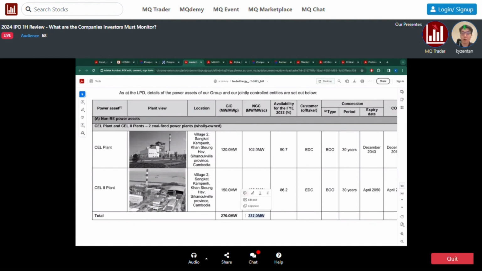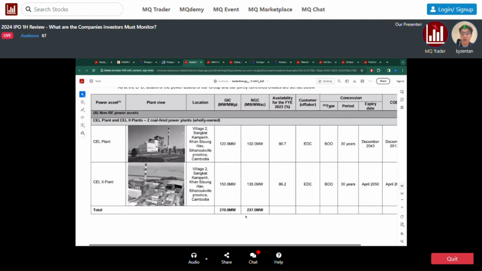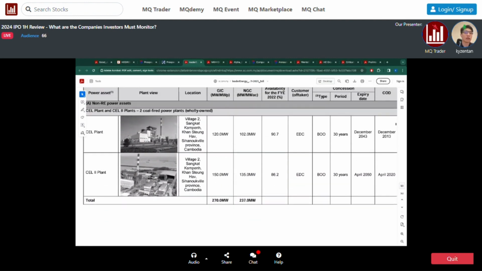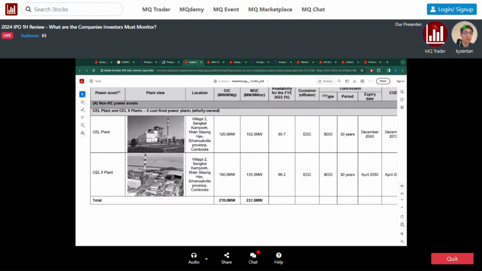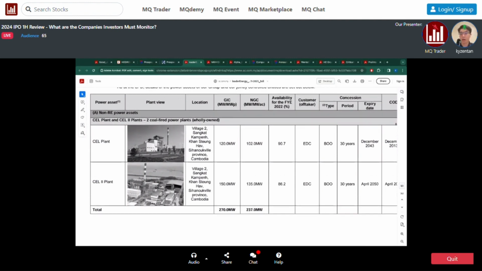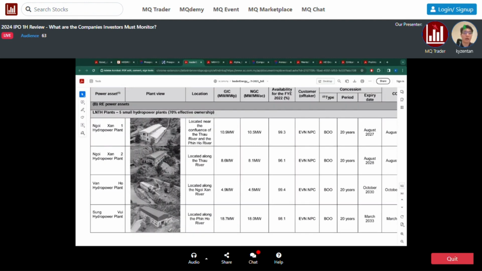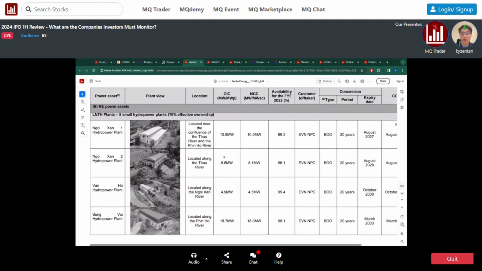So for non-RE, they have 237 megawatt. This is already quite substantial, even in Malaysia. I think there's another non-RE player in Malaysia, but I couldn't recall the name. Quite a lot of followers, a very interesting company. And then you can see that they have 70% effective ownership in some of these hydro plants in the Vietnam region. So this is the net generated capacity.